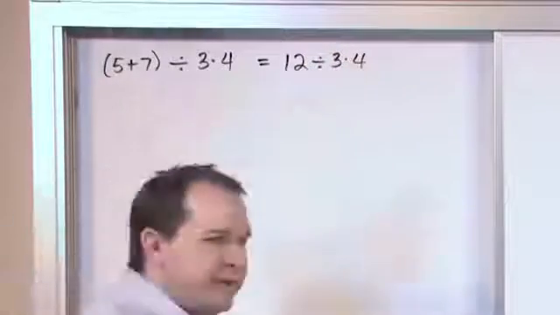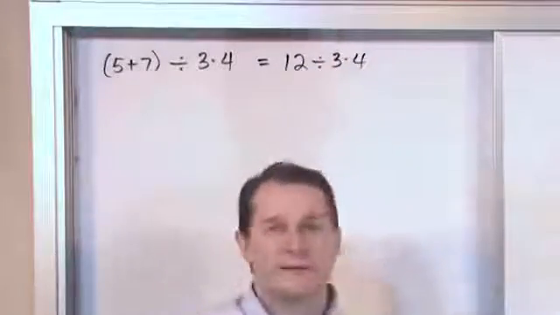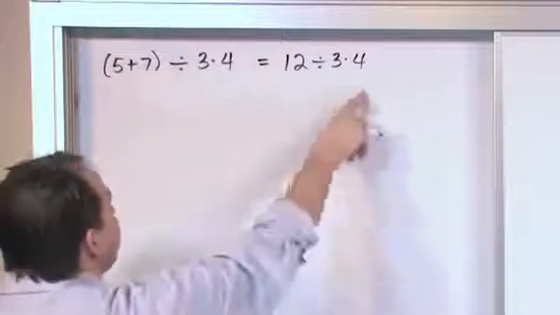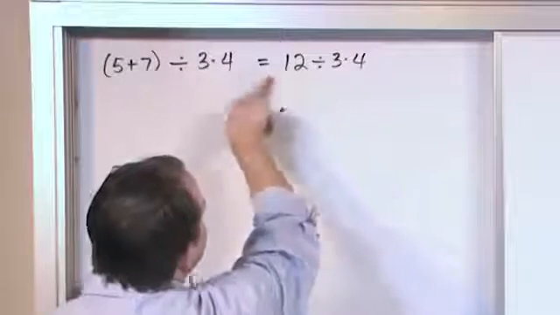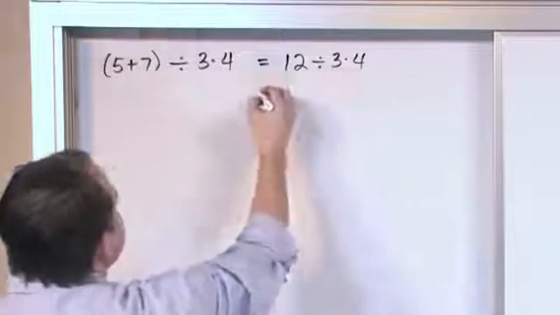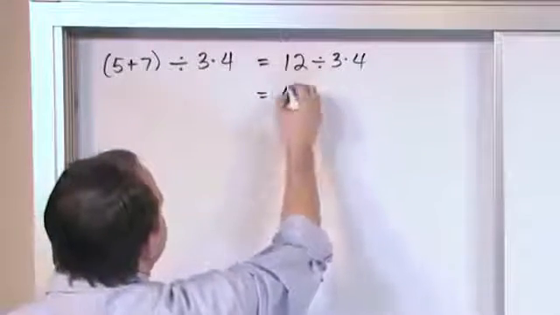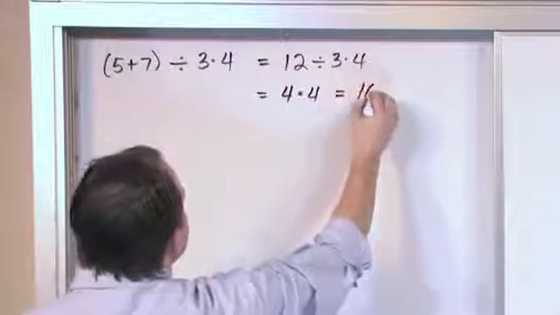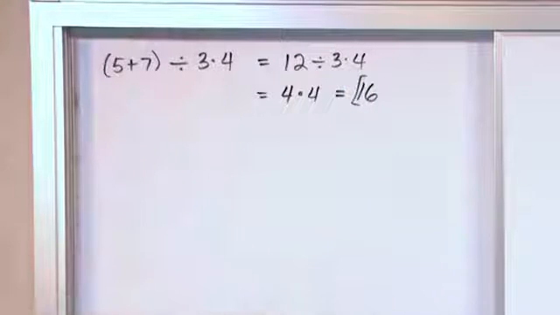So we look for parentheses first here. We don't have any parentheses left. We don't have any exponents. So we look for multiplication and division. In fact, we have multiplication and division on the same level, so we do them left to right like reading a book. 12 divided by 3 is 4. We still have to multiply by 4 at the end. 4 times 4 is 16. And 16 is the answer.